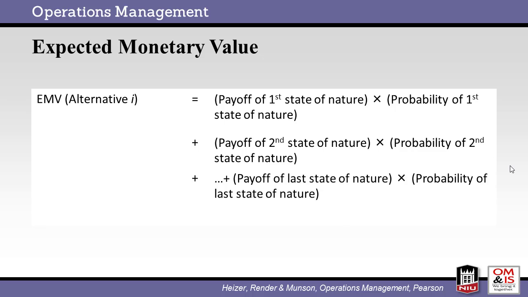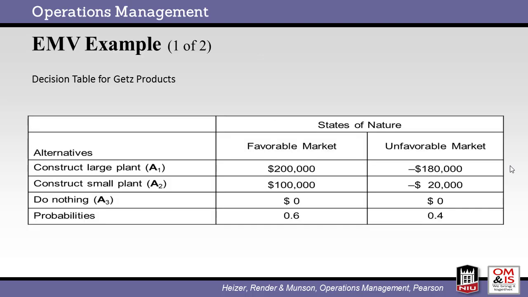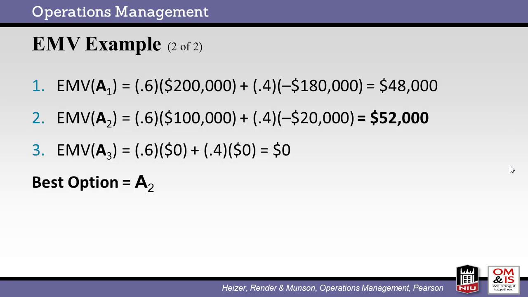For each alternative, we multiply the payoff of each possible state of nature by its probability. Summing these products, we get the expected monetary value, or EMV, of that alternative. For our example, we have estimated the probability of a favorable market at 60% and the probability of an unfavorable market at 40%. We now calculate the EMV for the three alternatives. Substituting the values from the previous table, we see that the second alternative, building a small plant, is the best option. The EMV method provides a clearer decision.